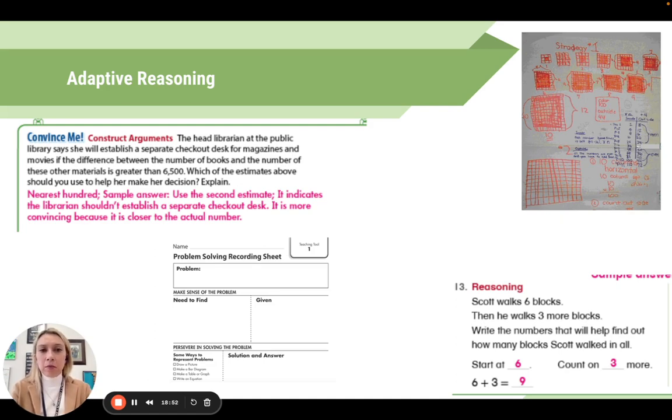And then on the bottom right is another example that you'll see within Envision, and that's that reasoning. They're just called the reasoning problem. So I believe this one's a first grade example. So with this, they're having to break it down into where do I start, how many more am I adding, and then what does my equation actually look like.